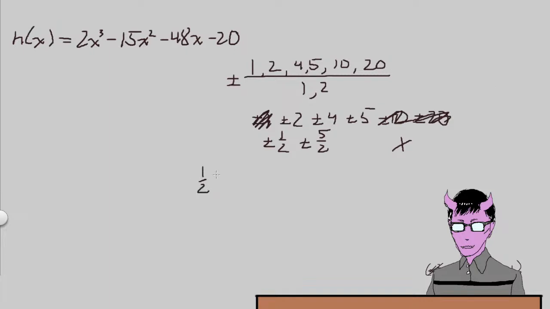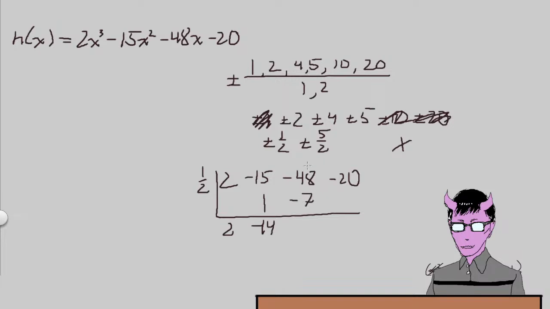So if we suspect positive 1/2 is a 0, you just need to go through the motions yet again. Are you tired of this yet? There's like 10 more to go. Alright, it only gets worse. So drop the 2. Multiply. Sum. Multiply. Sum. Technically you can stop here because you see you're going to get a negative right here. Negative plus negative is not 0. So this one is not a 0, but for completion's sake, I'm just going to do the entire thing.